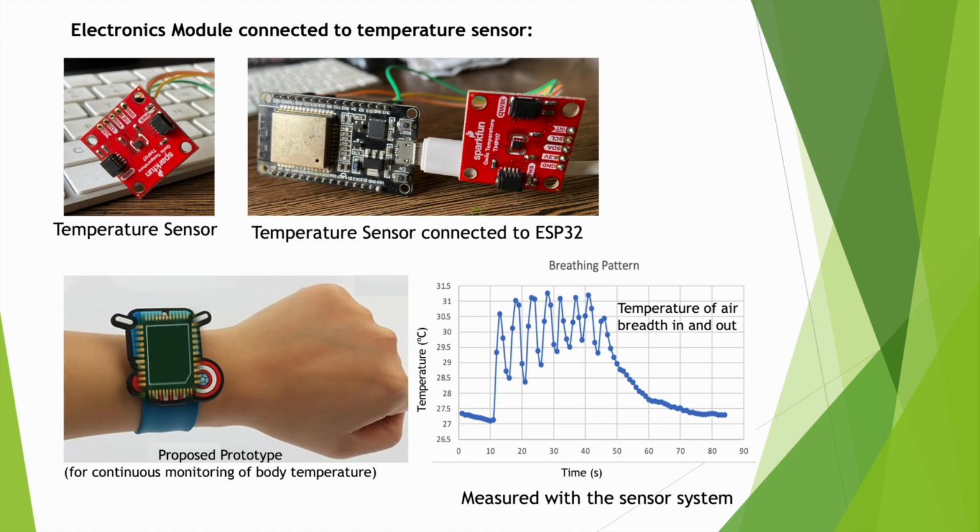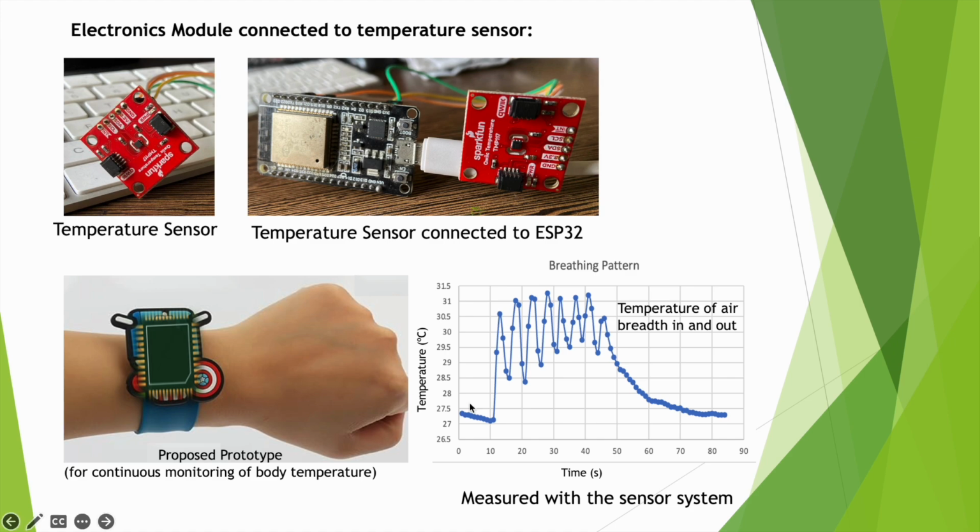This is the module which we have created, which uses a medical grade TMP 117 sensor with an ESP32 dev module to control it. The code we have developed is such that it will automatically measure the temperature and plot the graph of the temperature by time. This is what the device should look like in the prototype form, a toy like wristband which will constantly measure temperature and send it to the mobile.